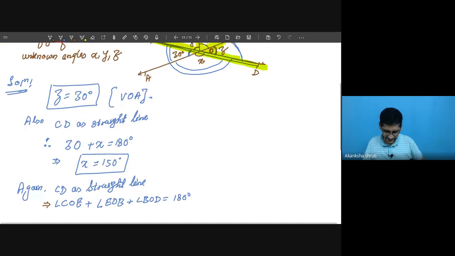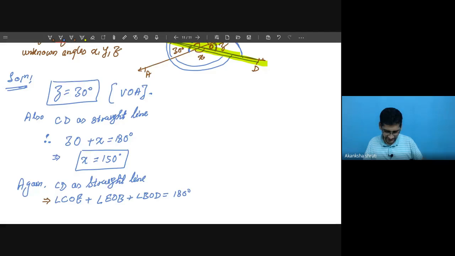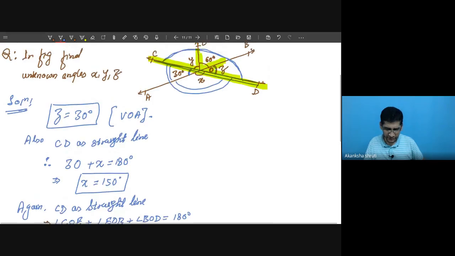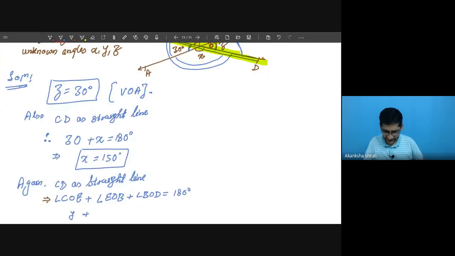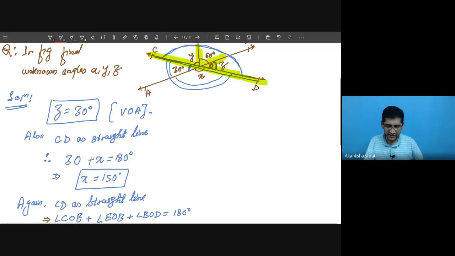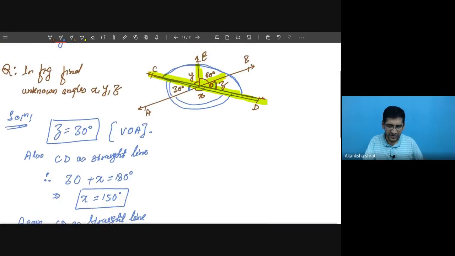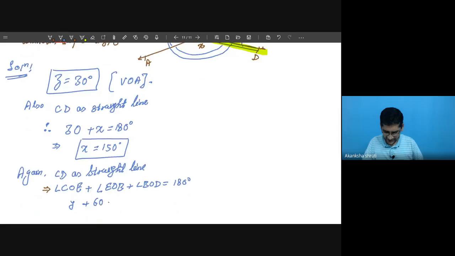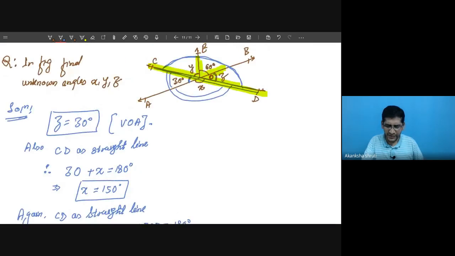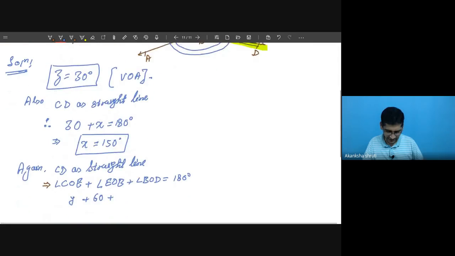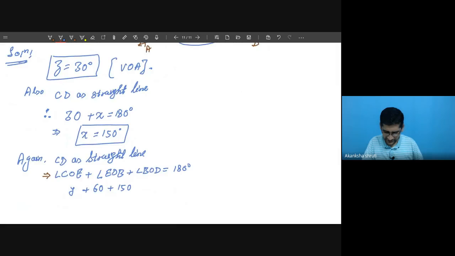In this case, we can write for angle COE, which is Y to be calculated. Angle EOB, 60 degrees is given, plus angle BOD, this Z we have calculated, 150, is equal to how much? 180. Student, from here what we are observing gives a very interesting thing.